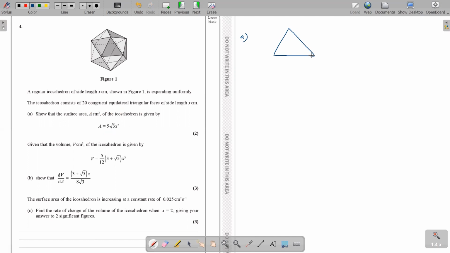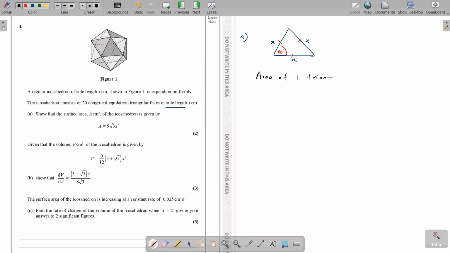The side length they told you is x, right? Yeah, side length is x. Each side is x centimeters, and in an equilateral triangle, each angle is going to be 60 degrees because all the side lengths are equal. Each and every angle is 60 degrees. So now what do we do? We use the area of the triangle. So area of one triangle.